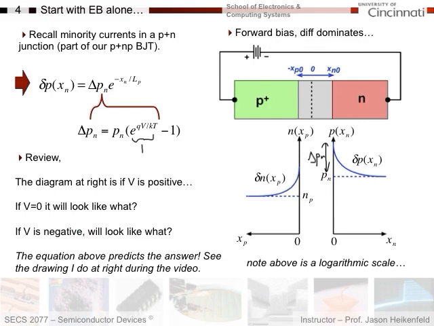For that case, if voltage is negative, then this term is not 1, but it becomes 0. So then I end up with P sub n minus 1, which is equal to minus P sub n, right? Well, if delta P is minus P sub n, and I look at this function here, I have P sub n minus P sub n, which is 0, right? And so when you reverse bias this thing, the concentration profile, if you recall, looks like this instead.